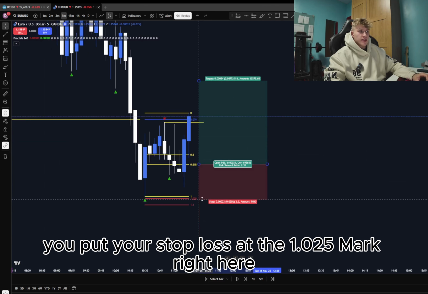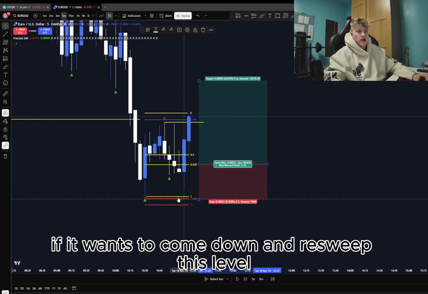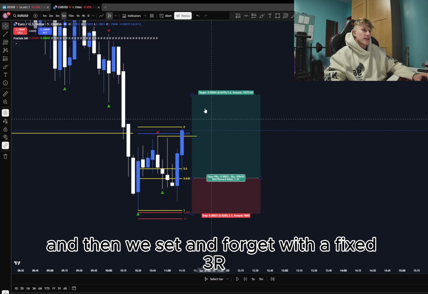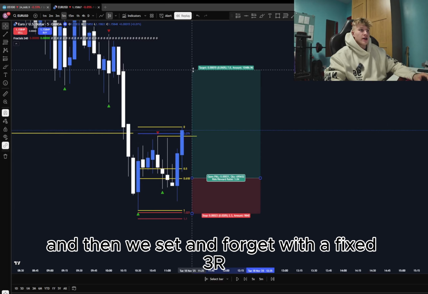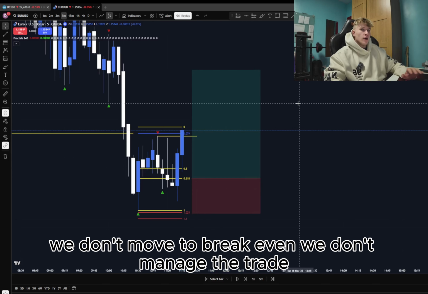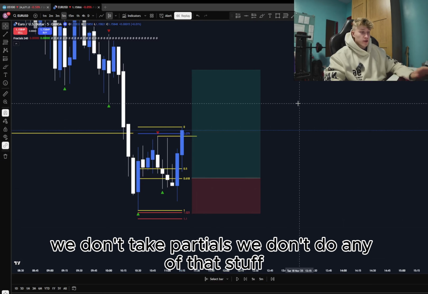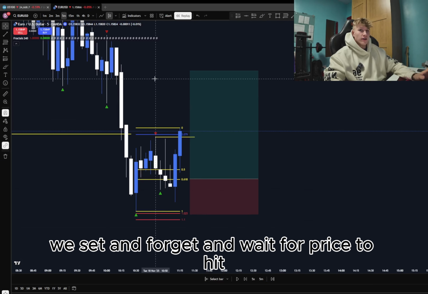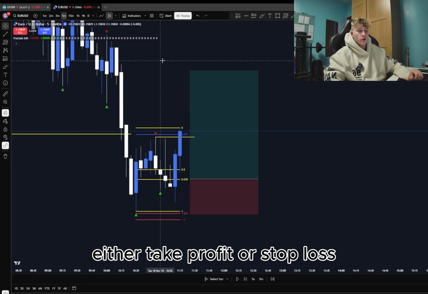You put your stop loss at the 1.025 mark right here. This gives a little bit of breathing room if it wants to come down and re-sweep this level. And then we set and forget with a fixed 3R. We don't move to break even. We don't manage the trade, we don't take partials, we don't do any of that stuff. We set and forget and wait for price to hit either take profit or stop loss.